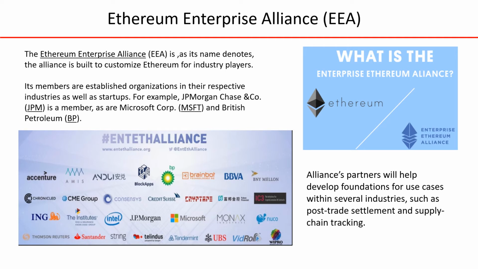Ethereum's alliance partners will help develop the foundation for use cases within several industries, such as post-trade settlement and supply chain tracking. So the important outcome from here is using smart contracts and the decentralized concept on blockchain. These alliances are going to create use cases which are going to remove middlemen. Although it will take a lot of time in the future, this is a starting point and things are moving in a positive direction. This is how we can understand this thing.